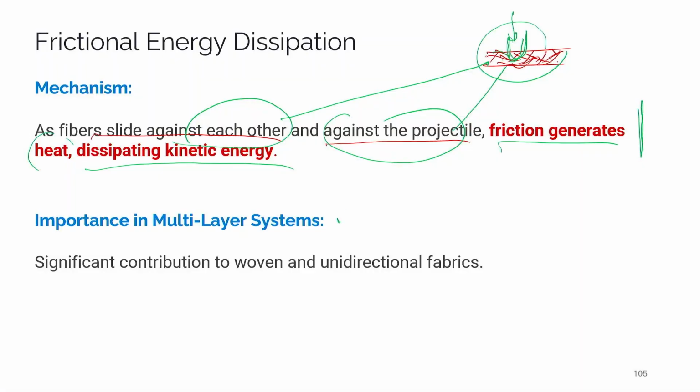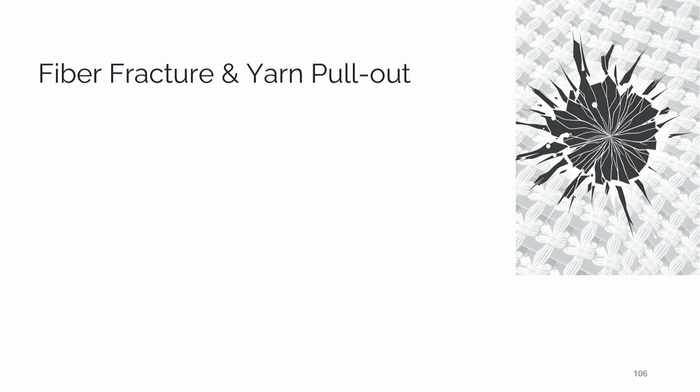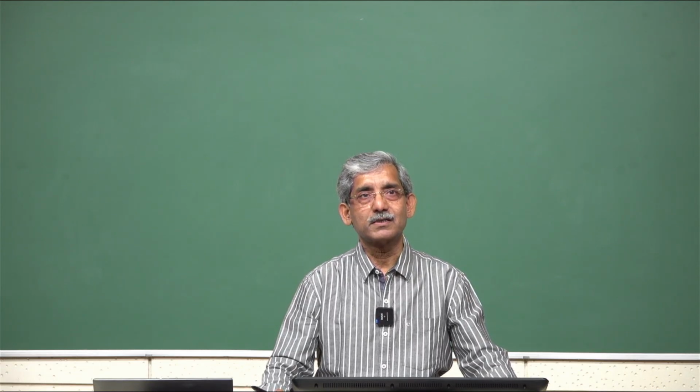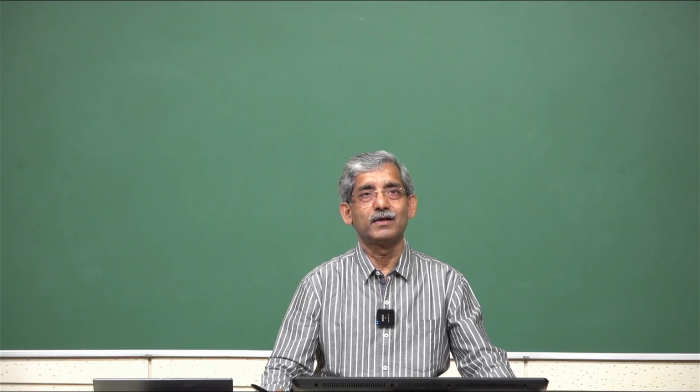Multi-layer systems are also important and significantly contribute to energy absorption, like multi-layer woven or unidirectional fabric. Then fiber fracture and yarn pull-out. So, there are different types of mechanisms. This we will discuss in the next session. Till then, thank you.